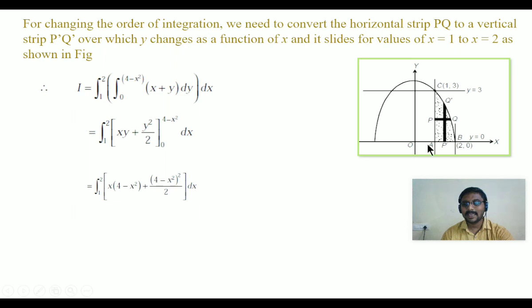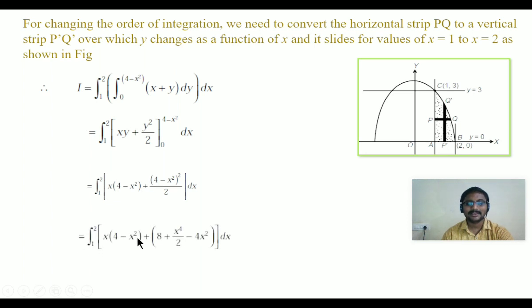So here AB is the region. In this region, (1, 0) and (2, 0) are the points on the axis. x varies from 1 to 2. Now applying integration with respect to y and then x. While integrating with respect to y, keep x terms as constant. The integral of y is y square by 2. Substituting the upper limit 4 minus x square and the lower limit 0, on simplifying, the double integration sum now becomes a single integration.